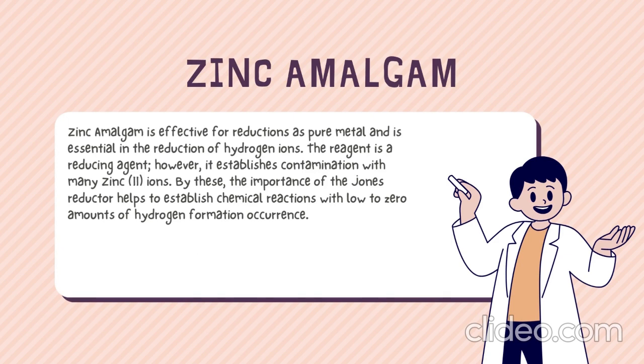As we know, zinc amalgam is one of the materials that is partnered with the Jones reductor. Zinc amalgam is effective for reduction of pure metal and is essential in the reduction of hydrogen ions. So the reagent is a reducing agent. However, it is established as contaminated with many zinc 2 ions. So the importance of the Jones reductor is that it helps to establish chemical reactions with low to zero amount of hydrogen formation.